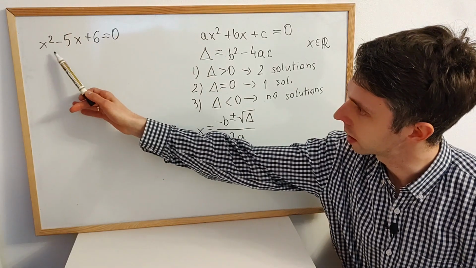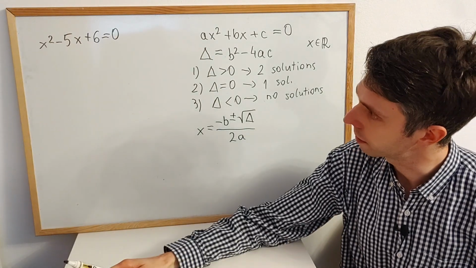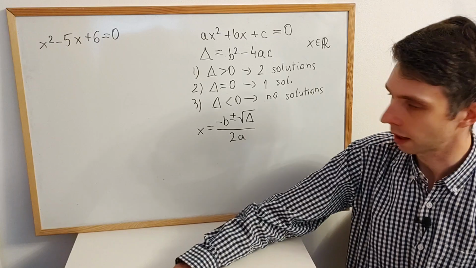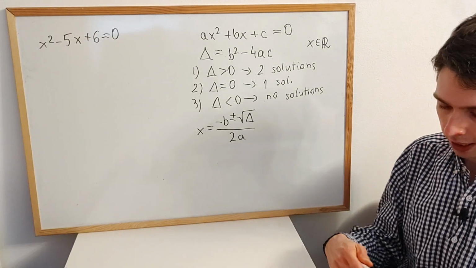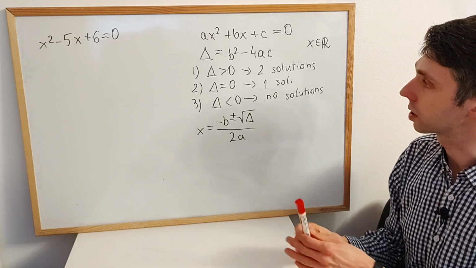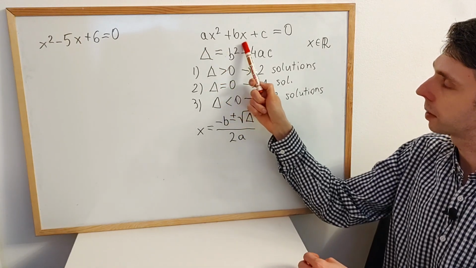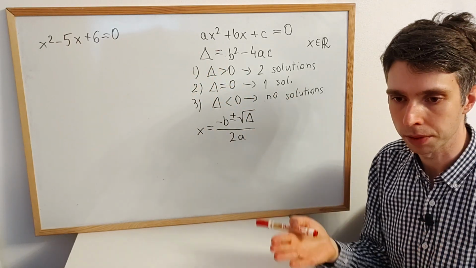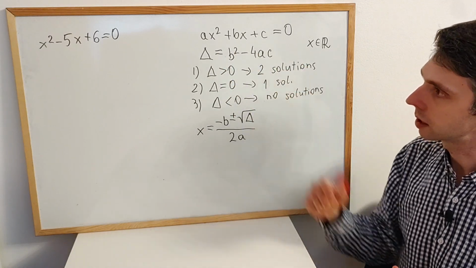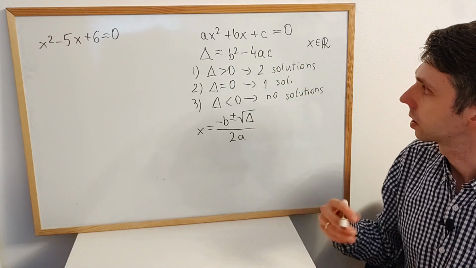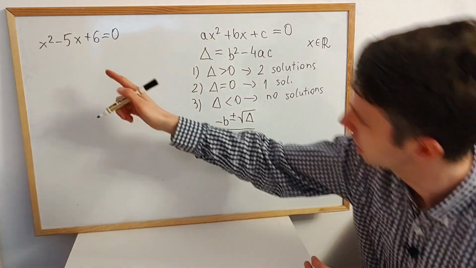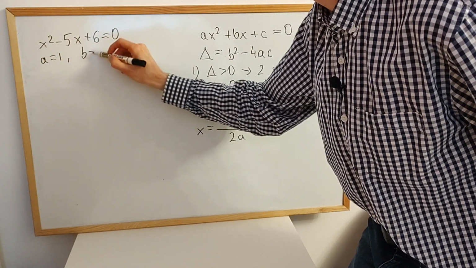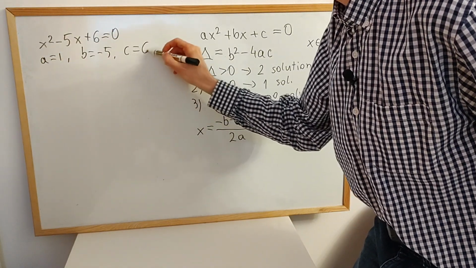So here is our first example: x squared minus 5x plus 6 equals 0. This is an example of a quadratic equation. In general, a quadratic equation is an equation of the form ax squared plus bx plus c equals 0, where x is our variable, our unknown, and a, b, and c are just numbers. So in our case, you can see that a is 1, b is minus 5, and c is 6.